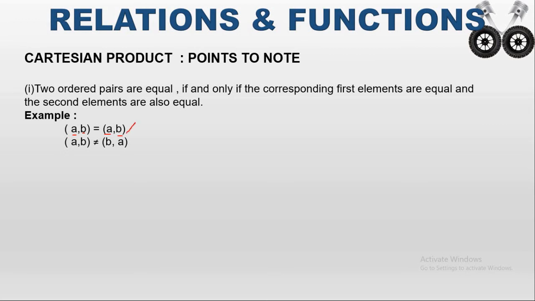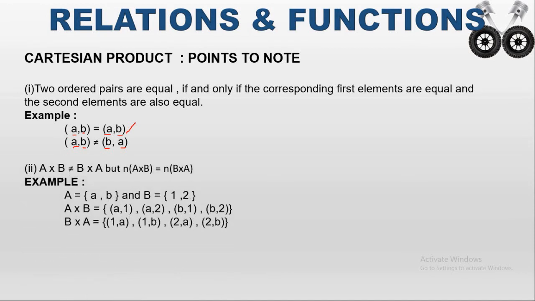(A, B) and (B, A). So the first element here is A, but here it is written as B. So A and B are different. They are not equal. As well as, the second element in the LHS is B, the second element in the RHS is A. So again these two are not equal. That means these two ordered pairs are not equal.